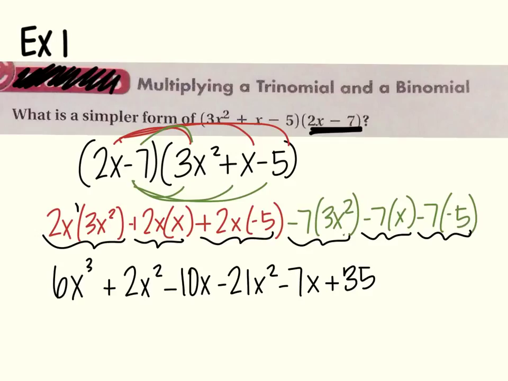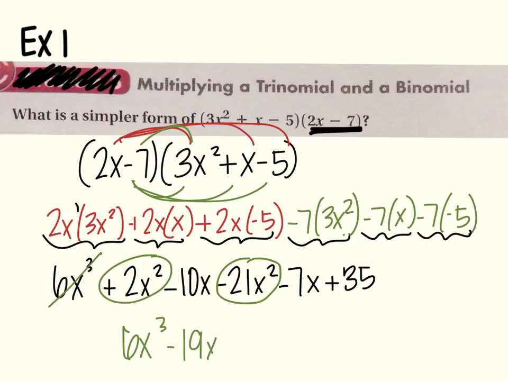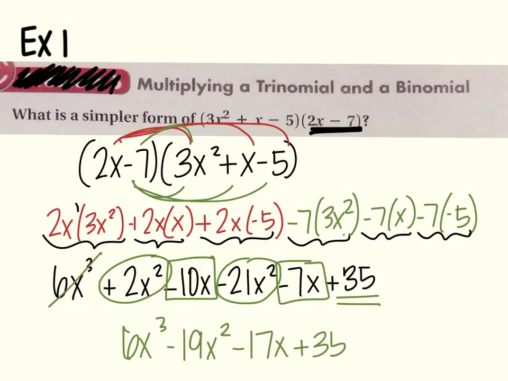And then combine all like terms. So we can keep the 6x to the third. It doesn't have a like term. Combine 2x squared and negative 21x squared and get negative 19x squared. Negative 10x minus 7x is negative 17x. And then plus 35 just gets stuck on the end.